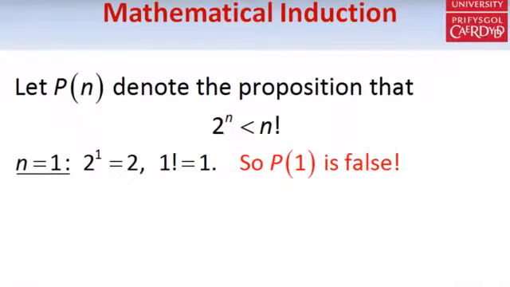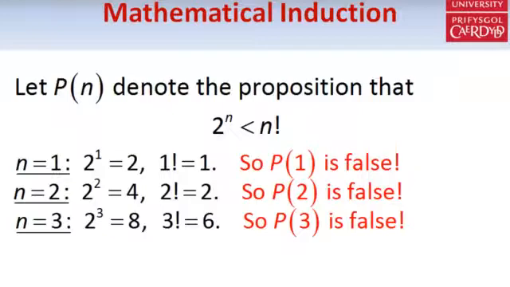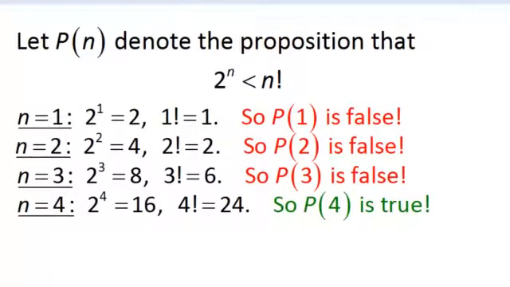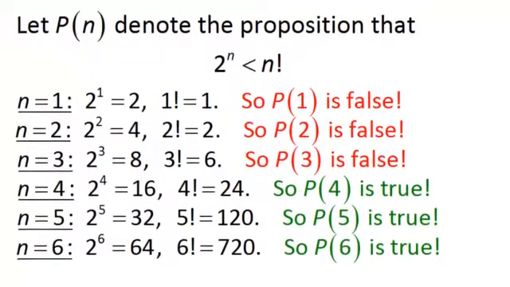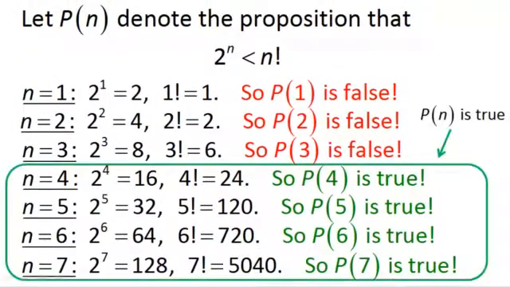If n equals 1, then 2 to the power n is 2 and n factorial is 1. So in fact, the statement doesn't hold when n equals 1. And similarly, you can check that the statement doesn't hold when n equals 2, and it doesn't hold when n equals 3 either. However, when n equals 4, 2 to the power 4 is 16 and 4 factorial is 24. So in this case the statement does hold, because 2 to the power n is smaller than n factorial. And if you try some more values of n, you find that the statement also holds for n equals 5, n equals 6 and n equals 7. So our statement Pn is true for these values of n here.